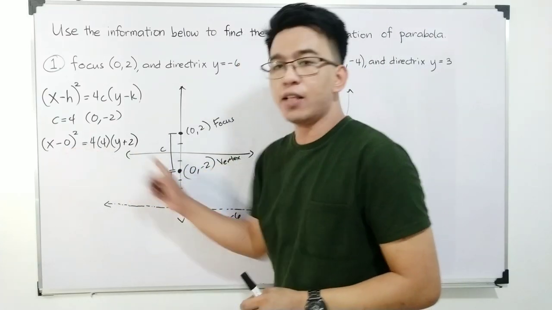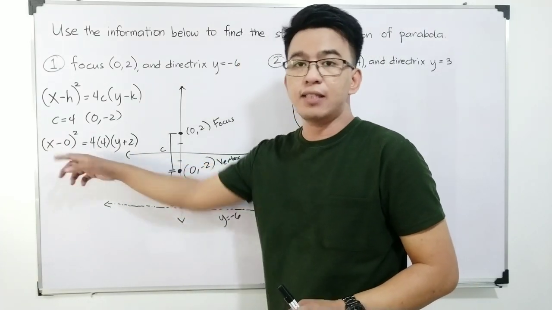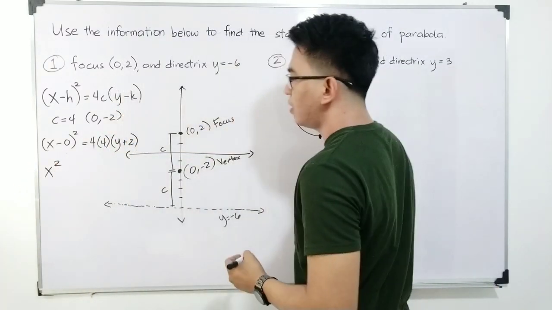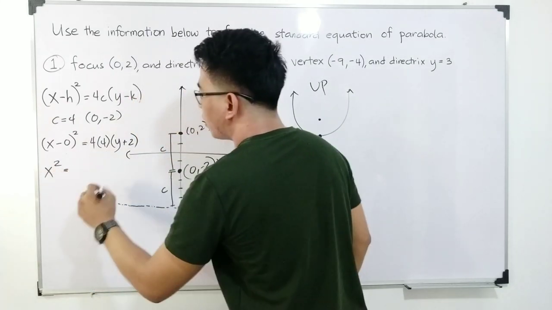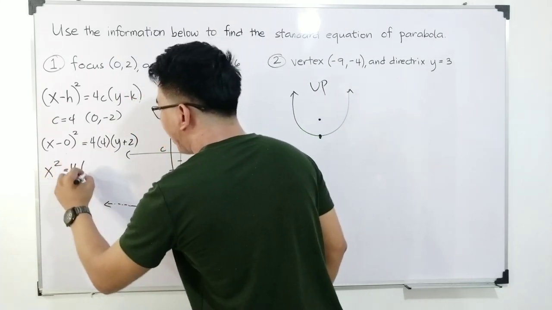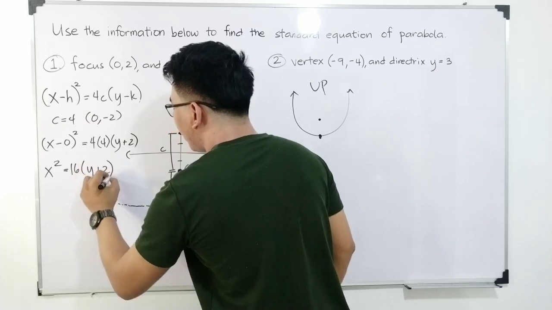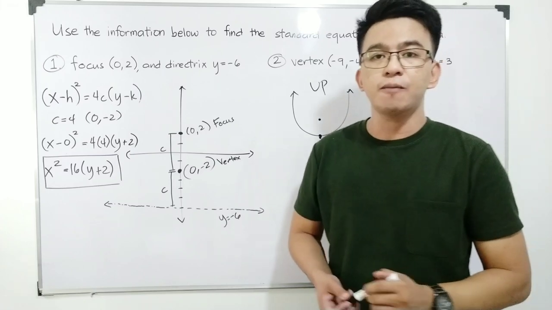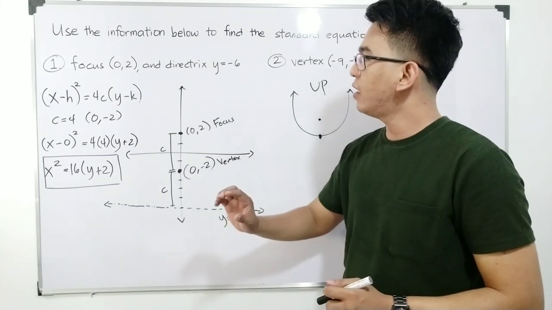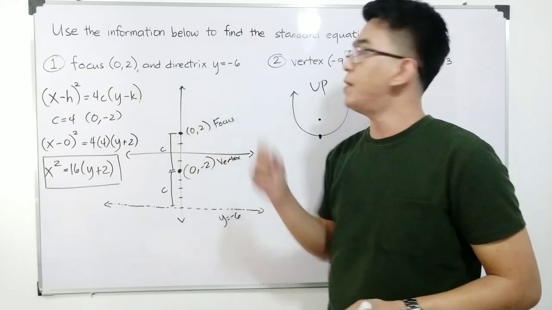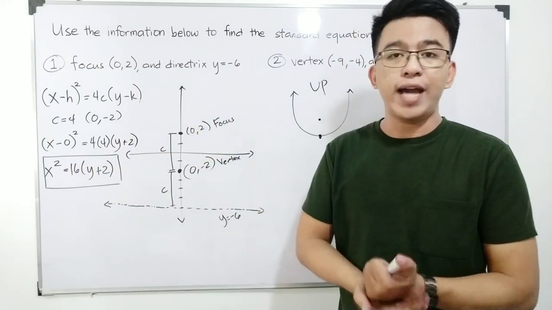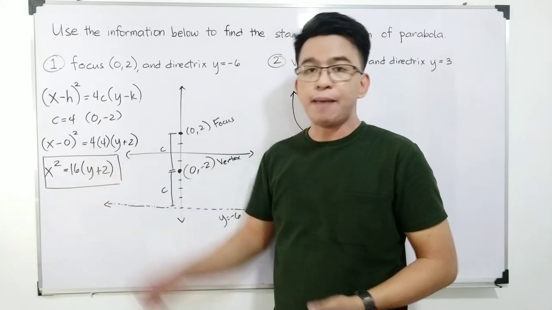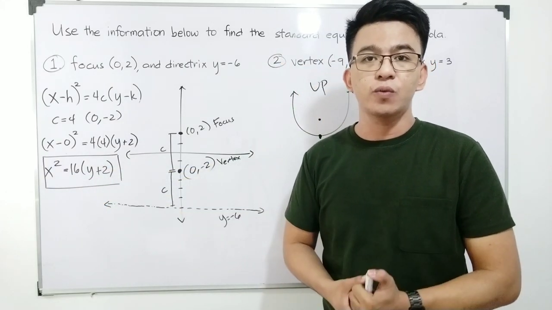And simplify lang natin itong mga to. Your x minus 0 is simply x squared. Now multiplying 4 times 4, that will give you 16. And then we have y plus 2. Ibig sabihin yan guys, ito na mismo yung sagot natin. The standard equation of the parabola, given the focus of 0, comma, negative 2, with a directrix of y is equal to negative 6, is none other than x squared is equal to 16 times y plus 2.